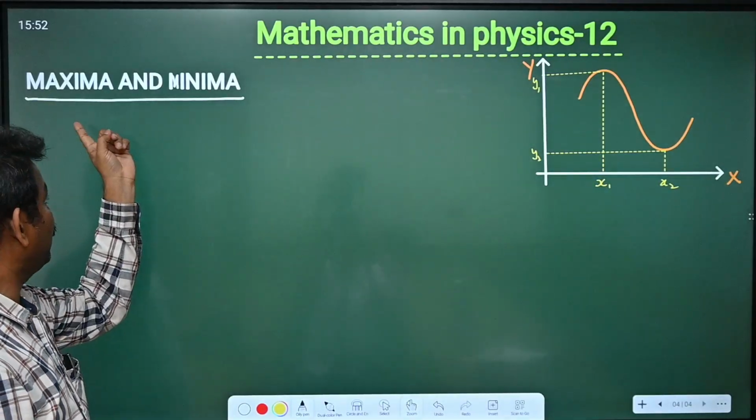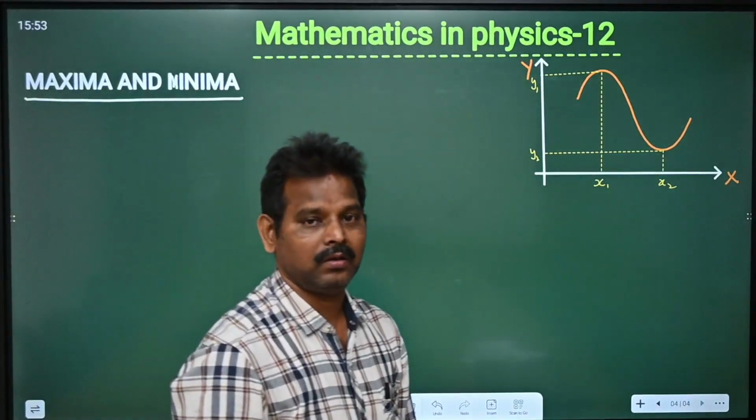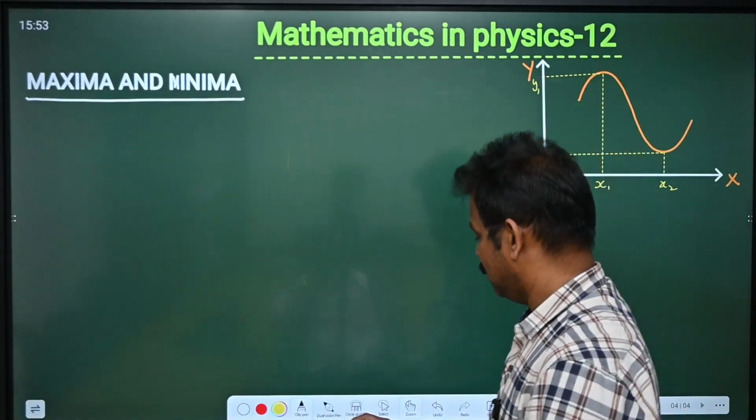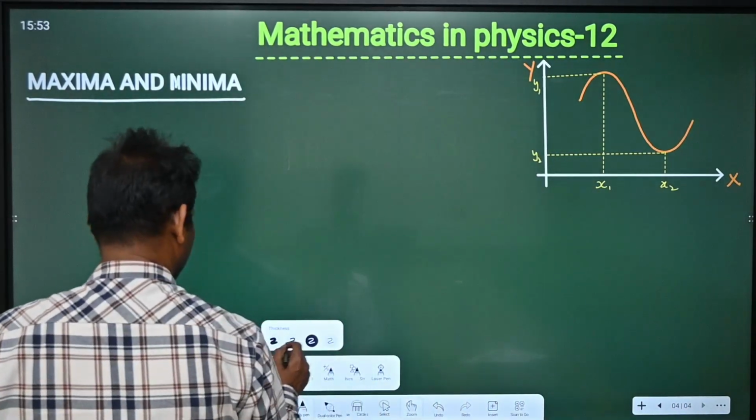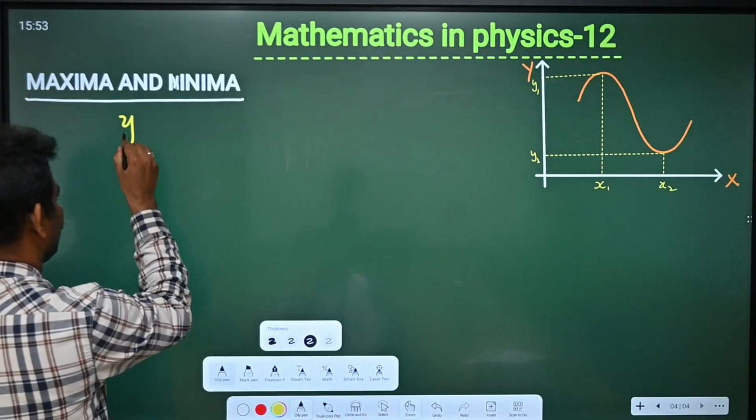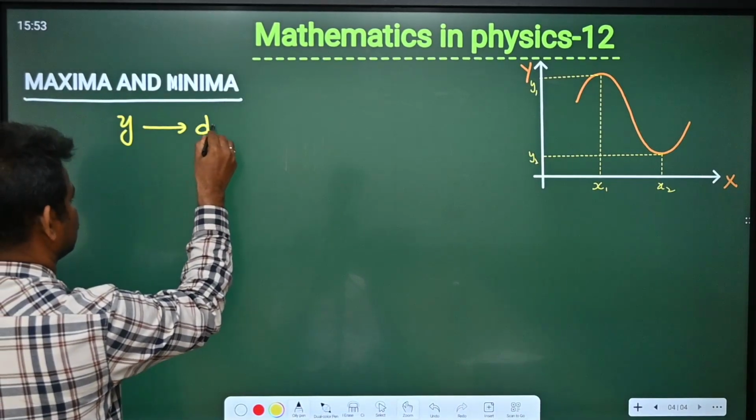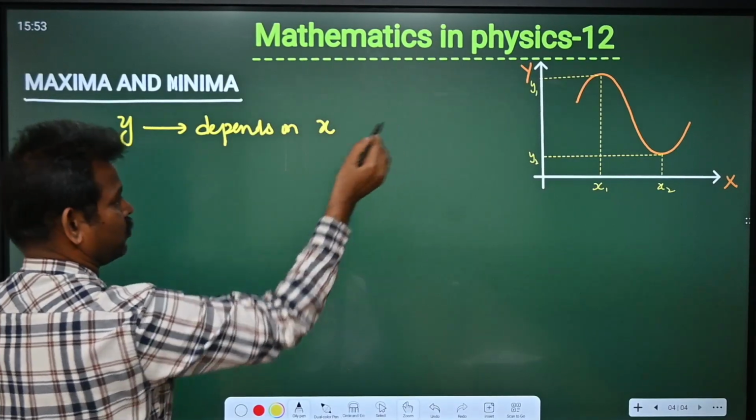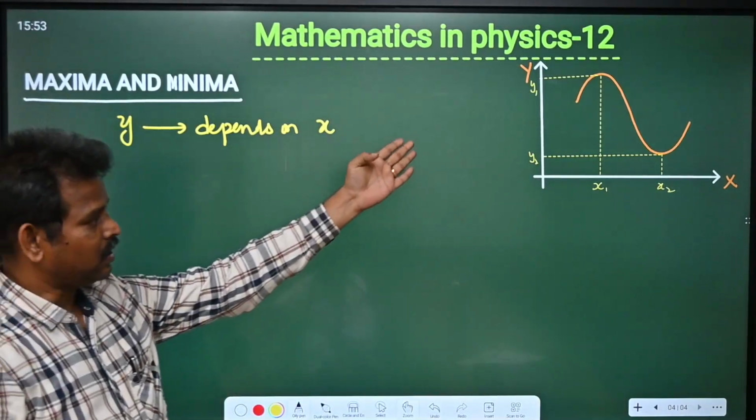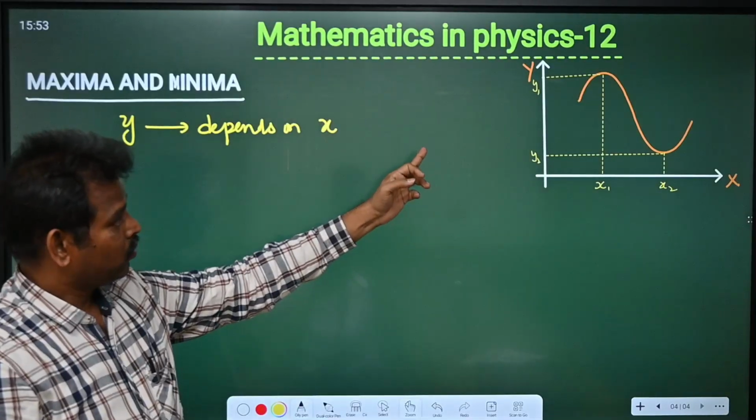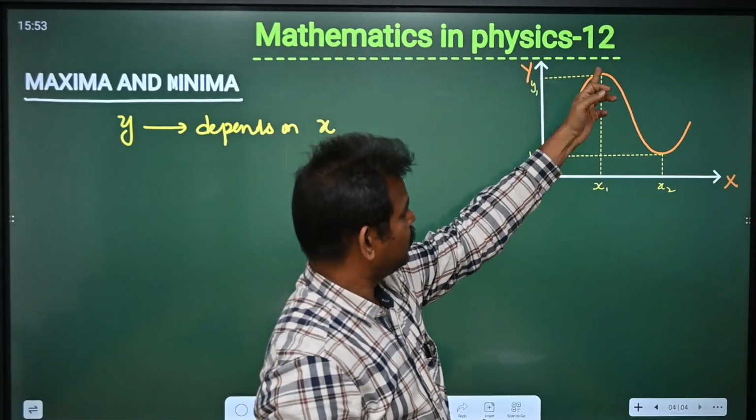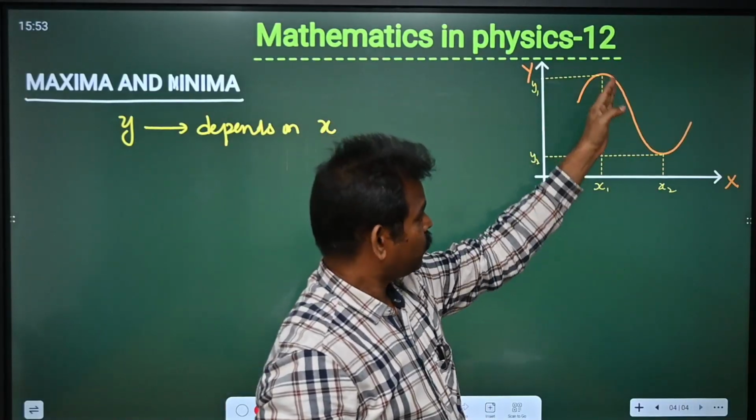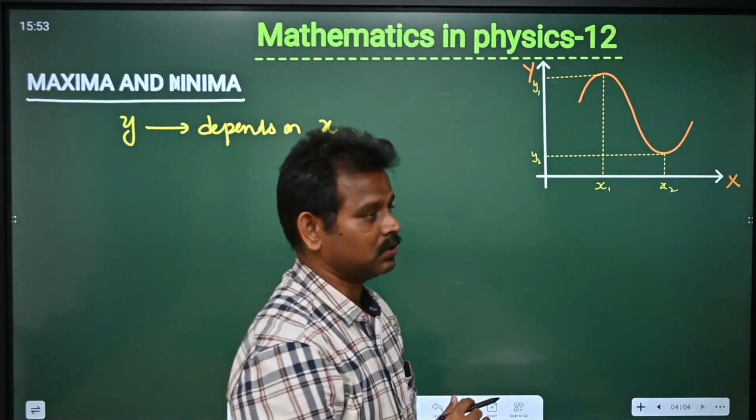Rate measure. Another topic is maxima minima, which is very important for physics students. Students, when a function is given such that y depends on x, as shown in the figure, here it is not a linear relation. First its value increases and then decreases, becoming very small and then increasing. So y is changing with respect to x like this.